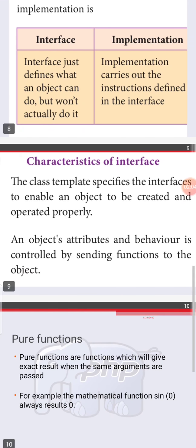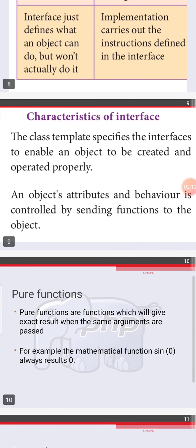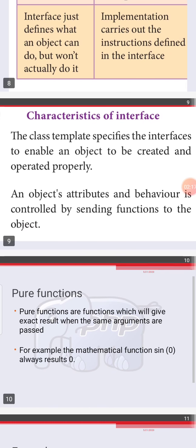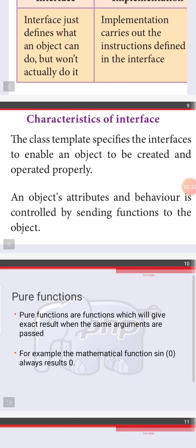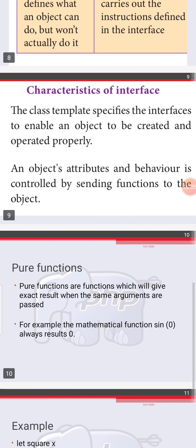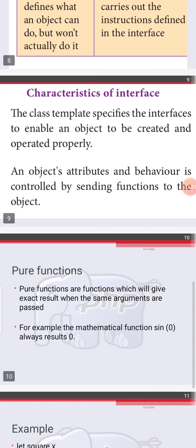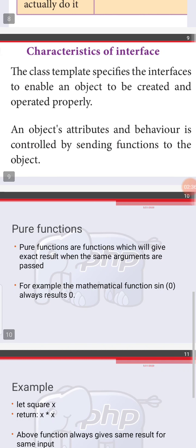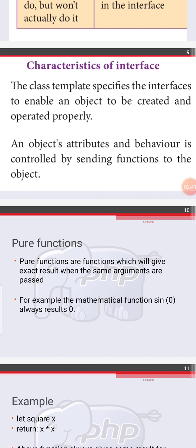So what are the characteristics of the interface? It enables an object to be created and operated properly. Here is a class. We are going to define a class, meaning we are going to include all the variables and the members. This particular template we are going to call an interface. And then using the object, we are going to run those class definitions. So the behavior is controlled by executing the functions through the object.